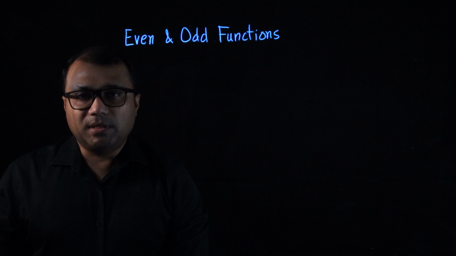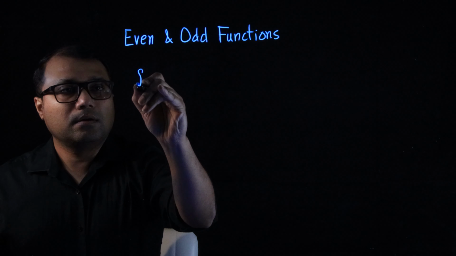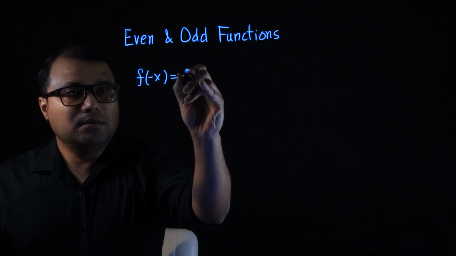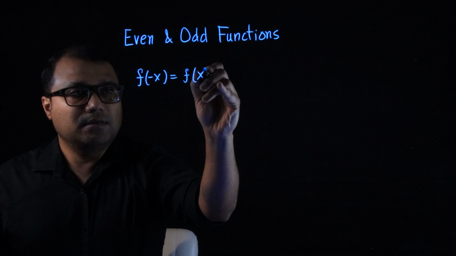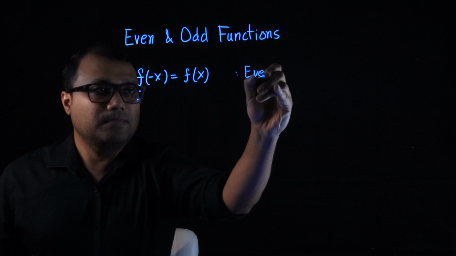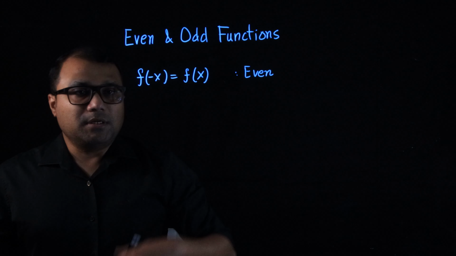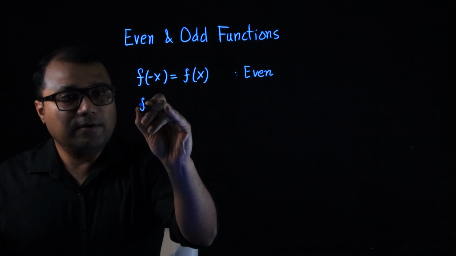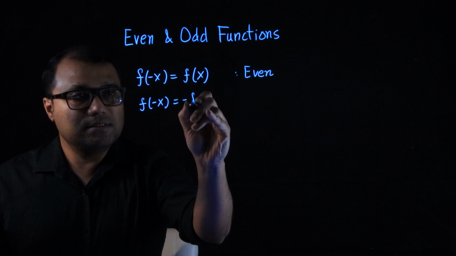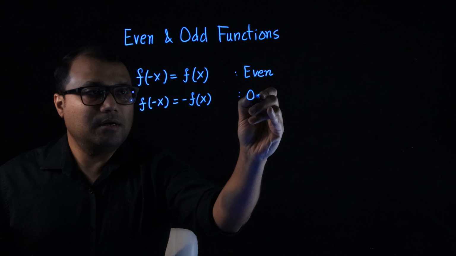A function is said to be even if it follows this simple rule. f of minus x is f x. Then that function is an even function. Okay, we'll talk about examples very shortly. Similarly, when f of minus x is minus f x, then the function is an odd function.